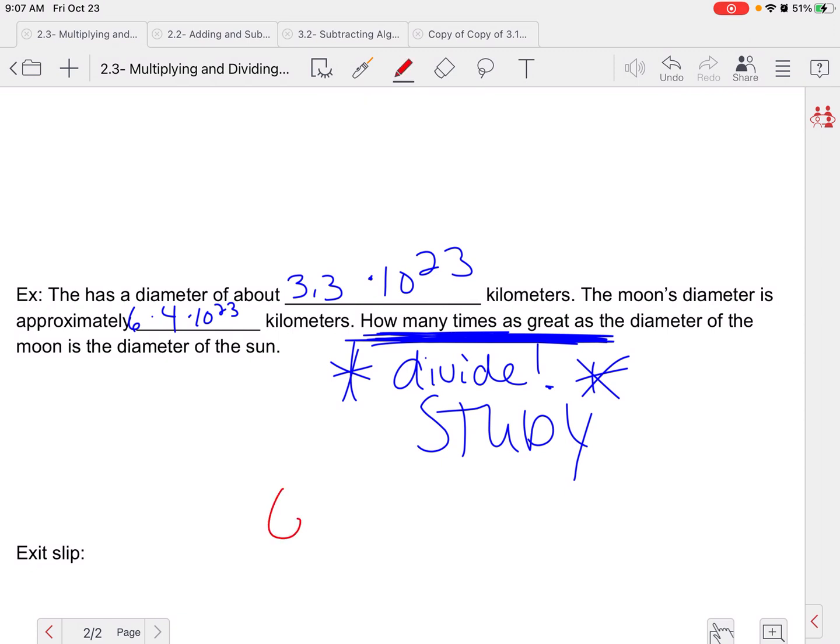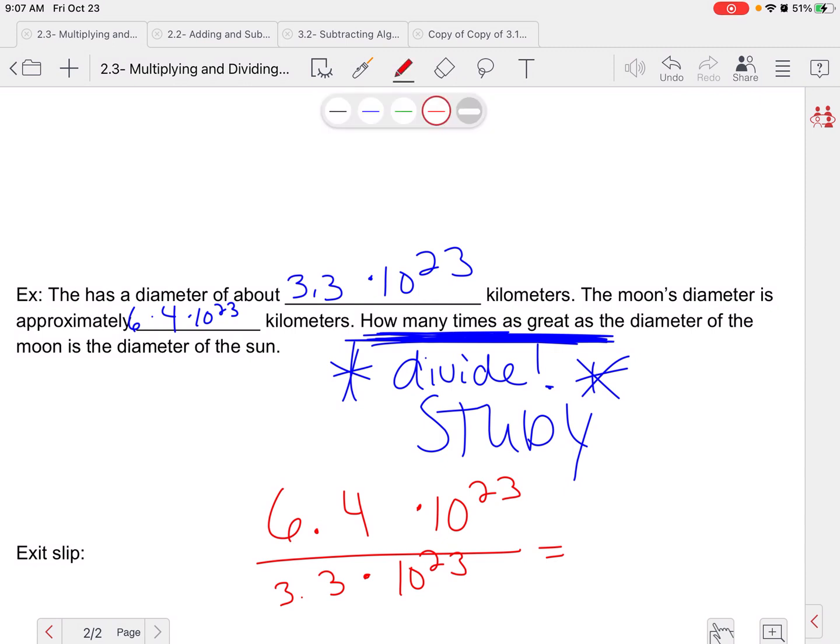Since we're going to put our bigger number on top here, because it's the sun, we're going to have 6.4 times 10 to the 23 over 3.3 times 10 to the 23. Then we're going to divide these numbers out. So we have 6.4 divided by 3.3.